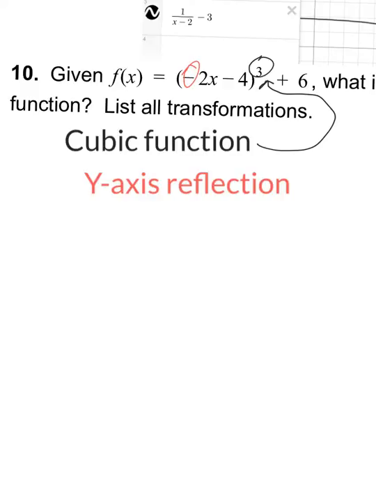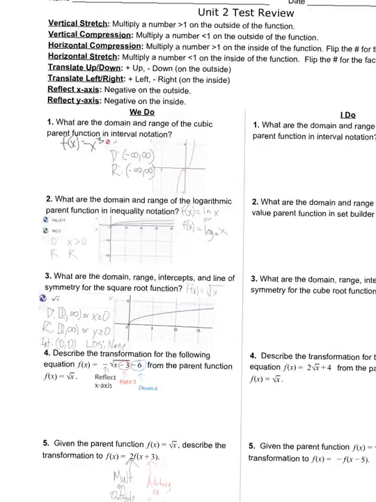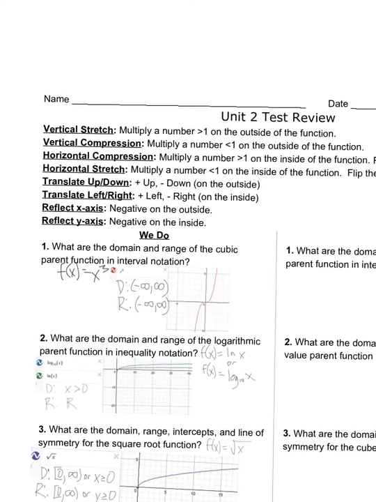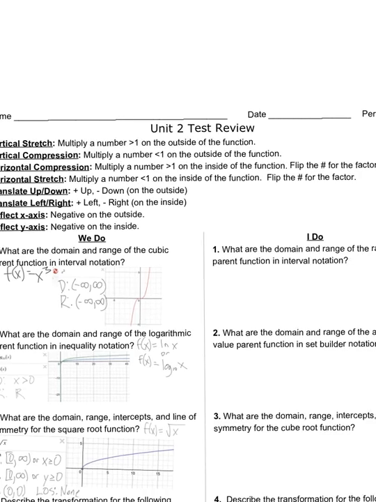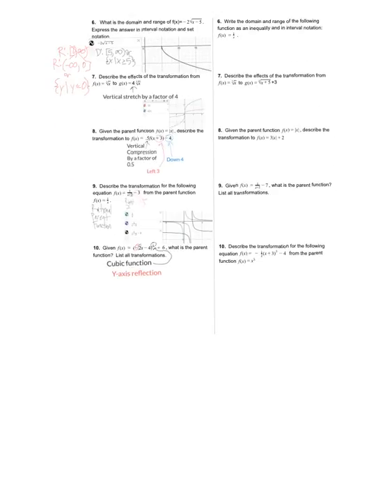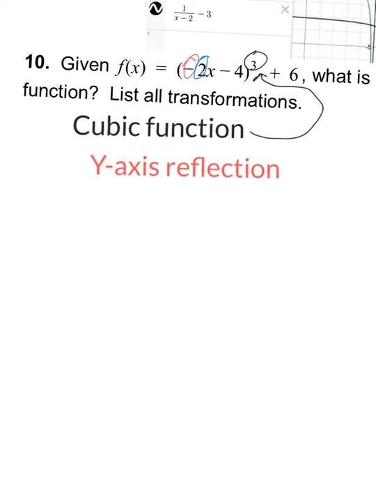I have a 2 on the inside, so let's go to the very top of the notes to look at the 2. So here, reflect on the y-axis, negative on the inside. So if you're multiplying a number greater than 1 on the inside of a function, that's a horizontal compression, and flip the number for the factor, okay? So I'm going to go all the way back down here, and I'm going to say a horizontal compression by a factor of, flip the number, 1 over 2.